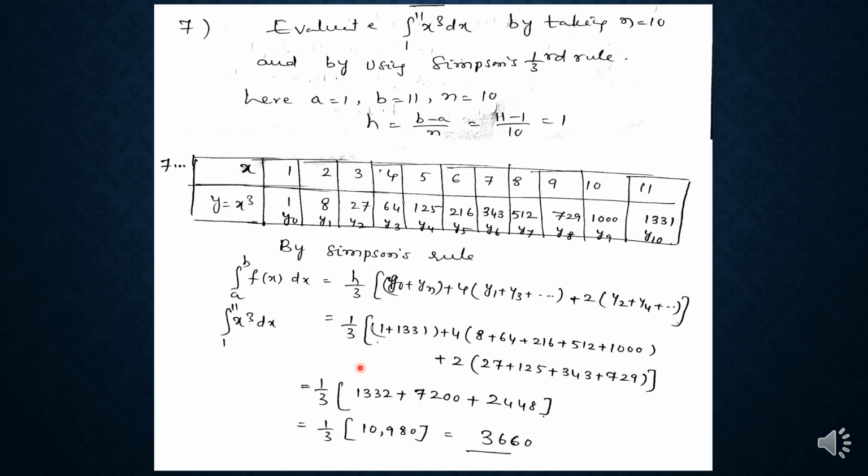So that is 1 by 3 into 1332 plus 4 into this total sum, which can be written as 7200, plus 2 into this total sum, which becomes 2448. By adding these three terms we get 10,980 by 3, that is equal to 3660. So this is the value of the integral from 1 to 11 of x cube dx by using Simpson's one-third rule.